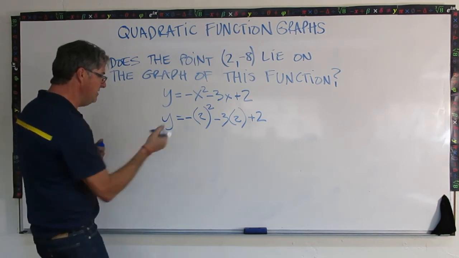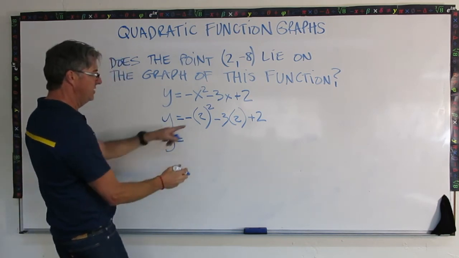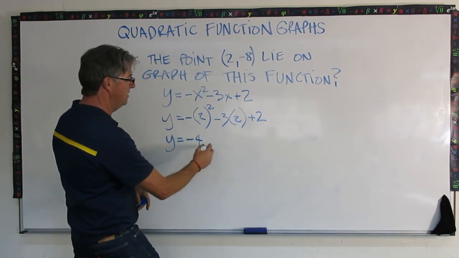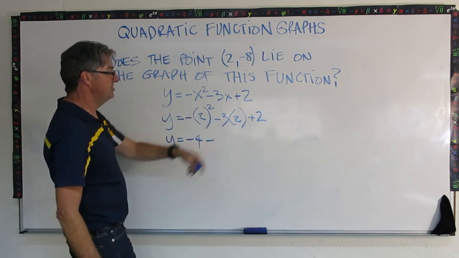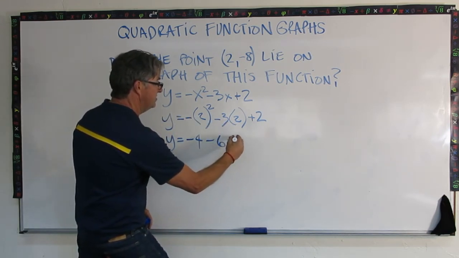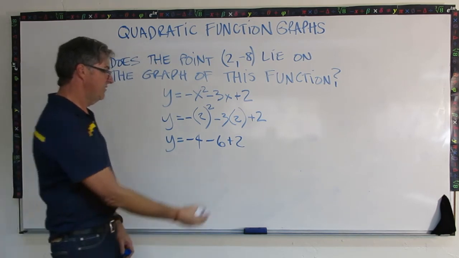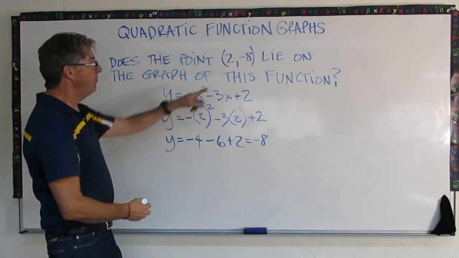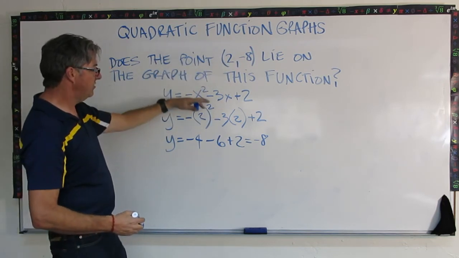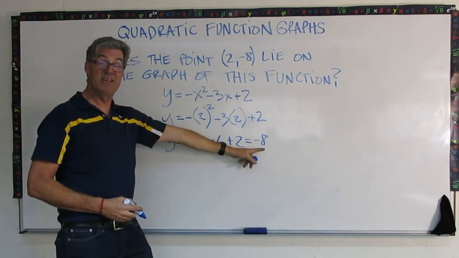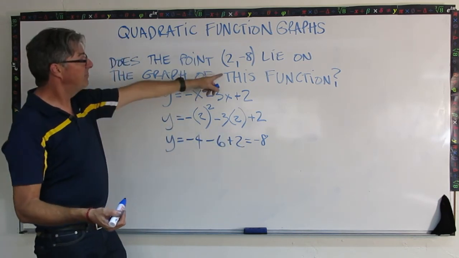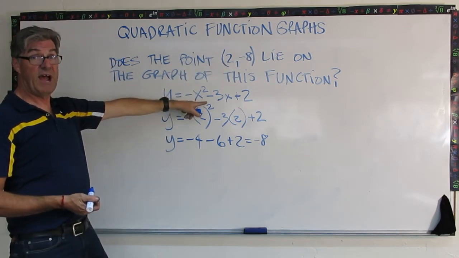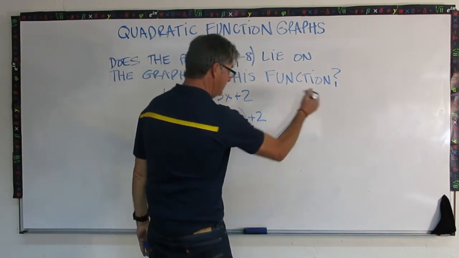Okay, working right on. Y equals, so 2 squared is 4. Now I put my negative on it. That's -4 minus 3 times 2 is 6 plus 2. And what does that give us? That gives us -8. So it's true that the point, because I put 2 in for x, I crunch the numbers, and it spits out -8. So yes, the point 2, -8, does lie on this function, on the graph of this function. So we can go, yes.